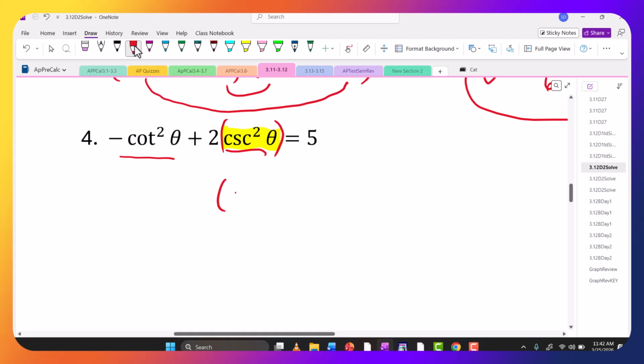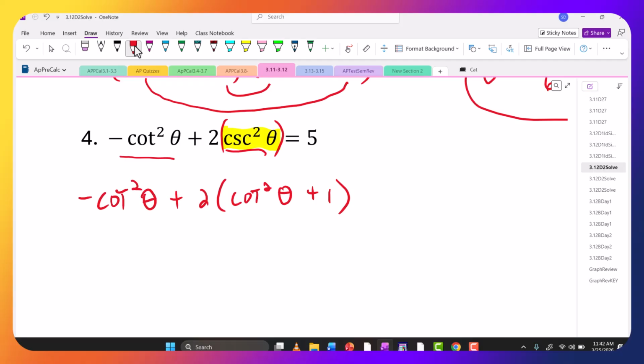So this is cotangent squared theta plus 1. And then there's a 2 there. And then there's a negative cotangent squared there. So now you have the same variable. That's the whole point of this lesson. One step using one identity to get it to Monday, which is what you've already done.